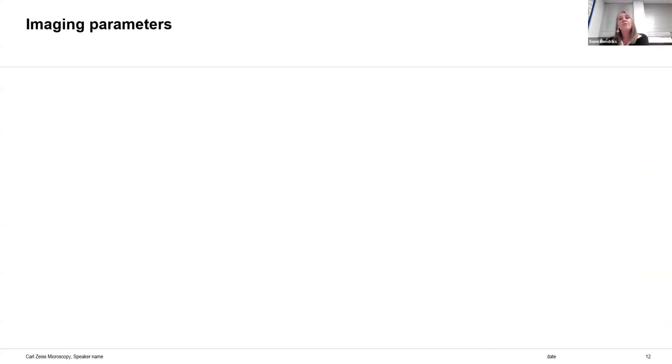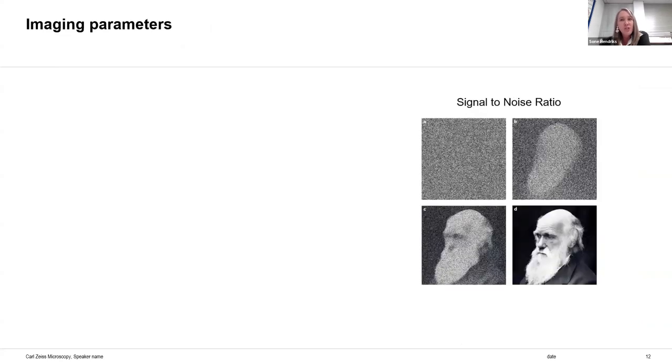So in this talk, I would like to first define some of the key parameters you can consider when you are trying to decide on your imaging. And then we will discuss different examples of samples and look at the best microscopy techniques to use. But first things first, when you are imaging, you want to consider the signal-to-noise ratio. Signal-to-noise ratio effectively is how much stronger your sample signal is compared to the background noise.